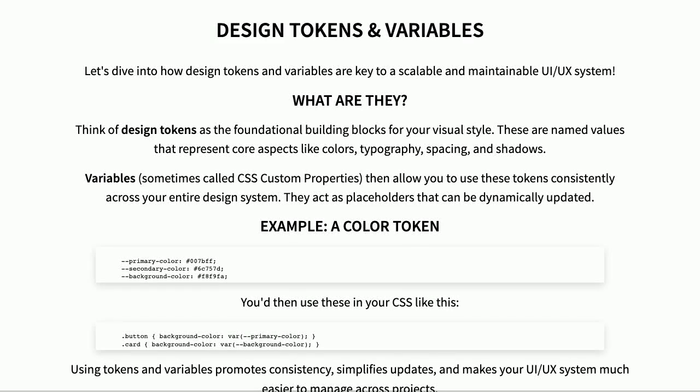Okay, let's talk about how we make our designs really easy to maintain. We do this with something called design tokens and variables. Think of design tokens as the core ingredients like our main colors, font sizes, and spacing. They are named values that represent the fundamental visual elements of a project. Then we use variables, which are basically CSS custom properties, to actually use those tokens consistently everywhere. It's like having a recipe where you can easily swap out one ingredient for another without changing everything.